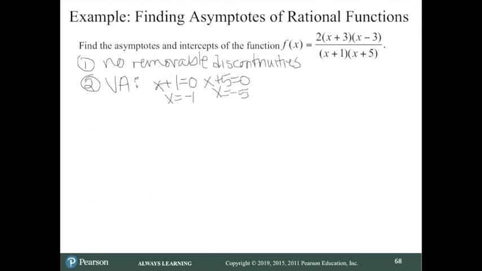So from here, I can also say that the domain is all real numbers from -infinity up till my smaller one, which is -5, picking back up at -5, going all the way to -1, and then picking up at -1 and going all the way to infinity. Okay, so from the vertical asymptotes, we also find our domain. Next, let's see if we can find our horizontal asymptote or oblique asymptote.